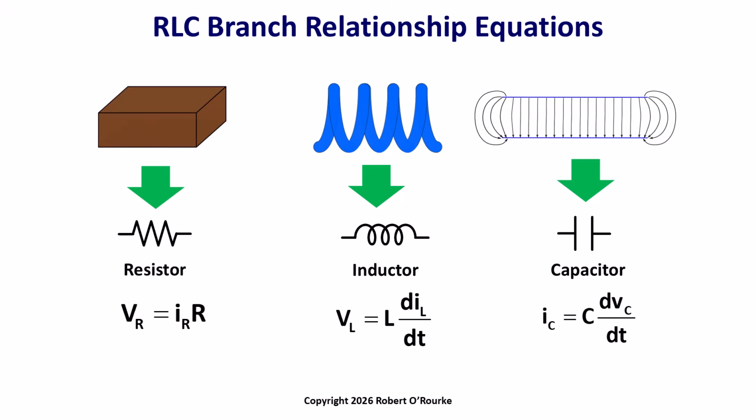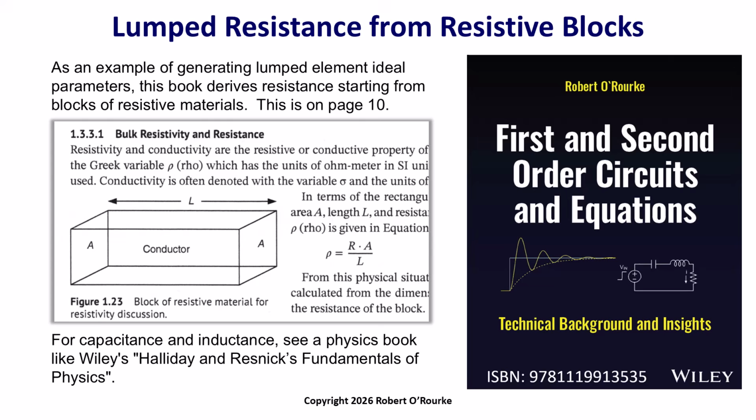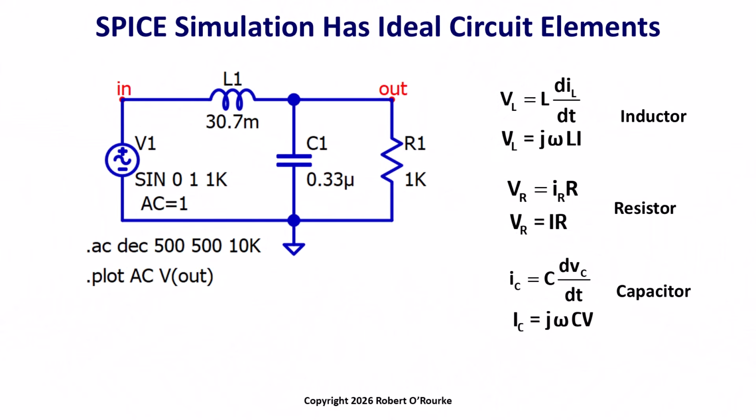In ideal circuit elements, the resistance, inductance, and capacitance don't vary with time. For an example of resistance R derived from physics, please see this book called First and Second for short. SPICE simulation has ideal lumped circuit element models that use these branch relationships for both time and frequency domain simulations, steady-state frequency domain in this case.